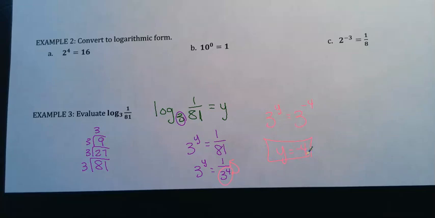Okay, and that therefore means, do you know the therefore symbol from logic? Okay, therefore, the log of 1 over 81 in base 3 equals negative 4. That is actually our final answer right there. Pretty sweet stuff, right?